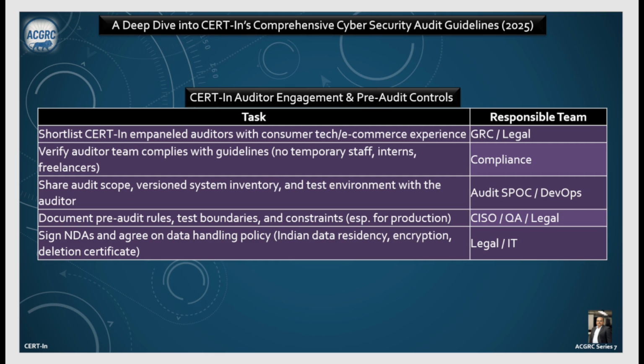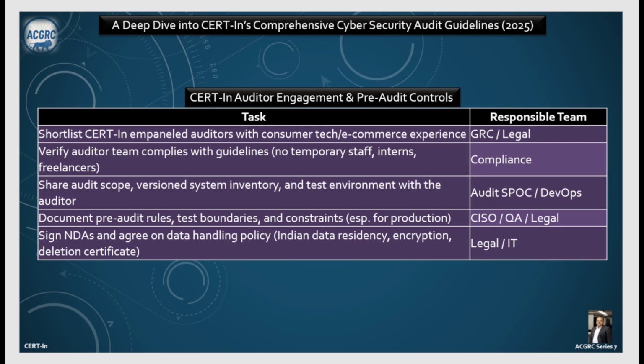Step 2 is to verify the auditor's team complies with the guidelines. There shouldn't be any temporary staff, interns, or freelancers. This should be primarily driven by your compliance team. Step 3 of this phase is to share the audit scope, versioned system inventory, and test environment with the auditor. Should be driven by your audit SPOC and your DevOps team.